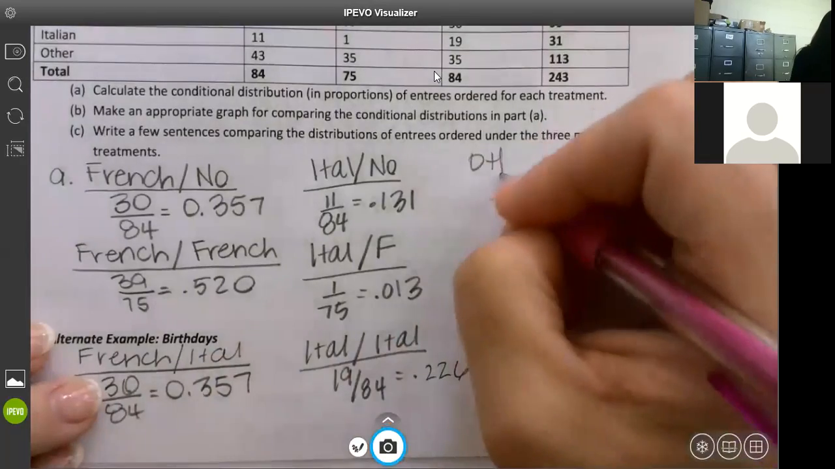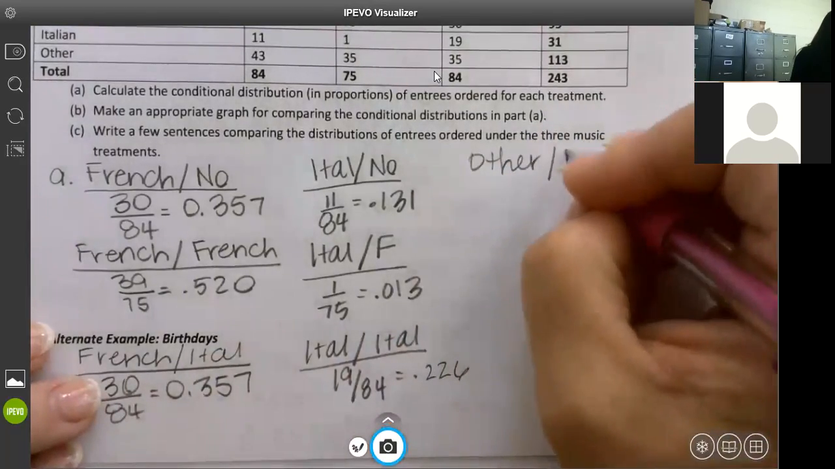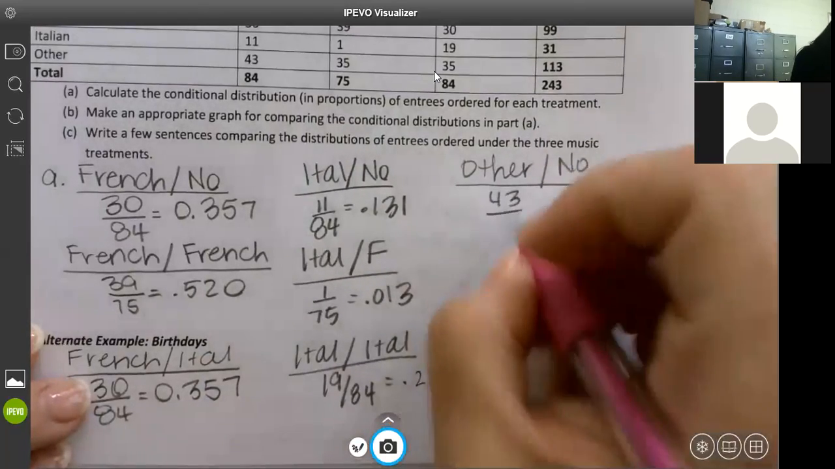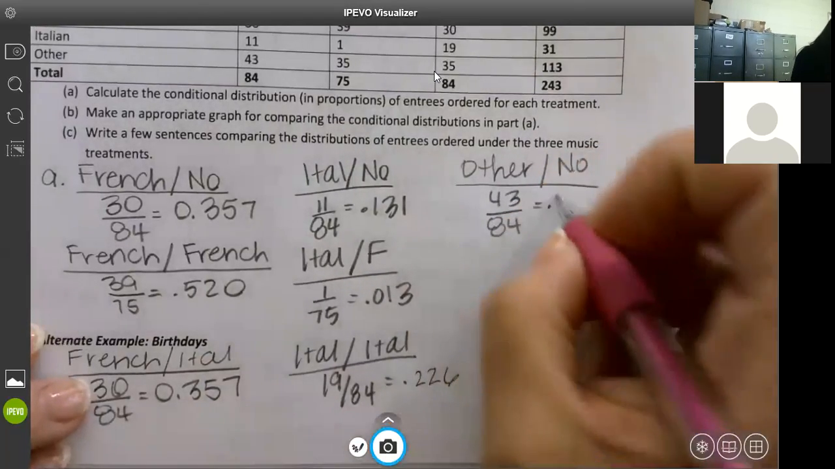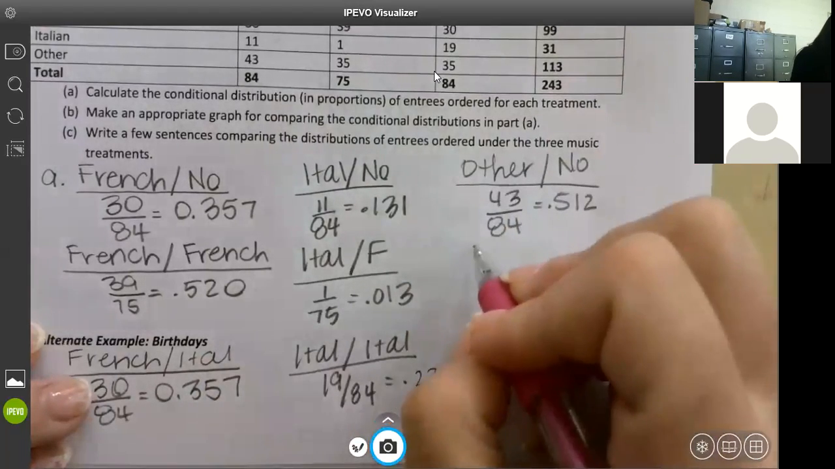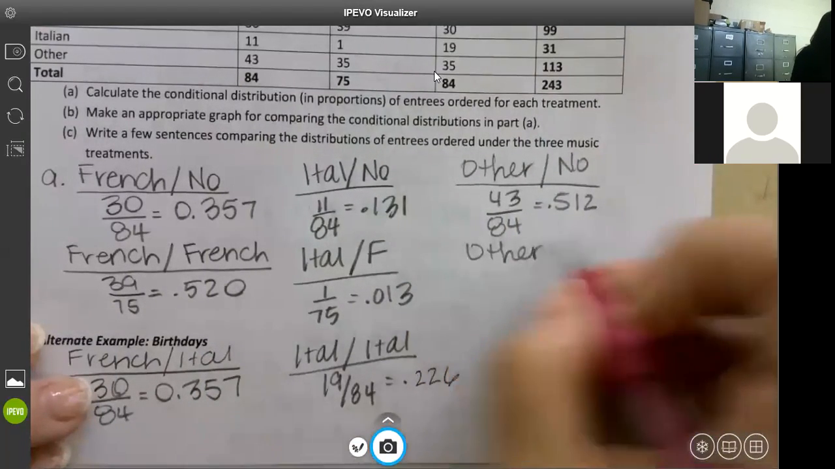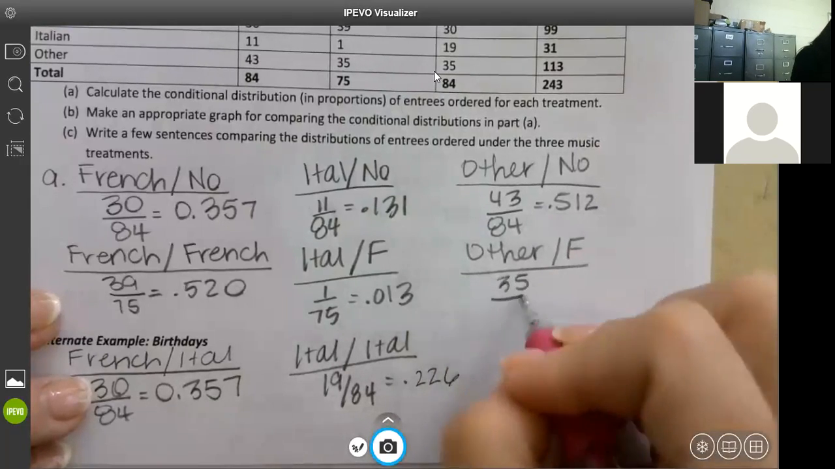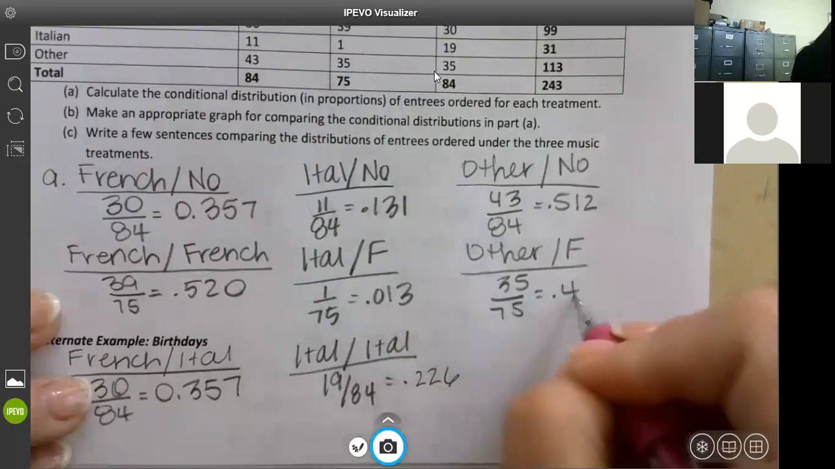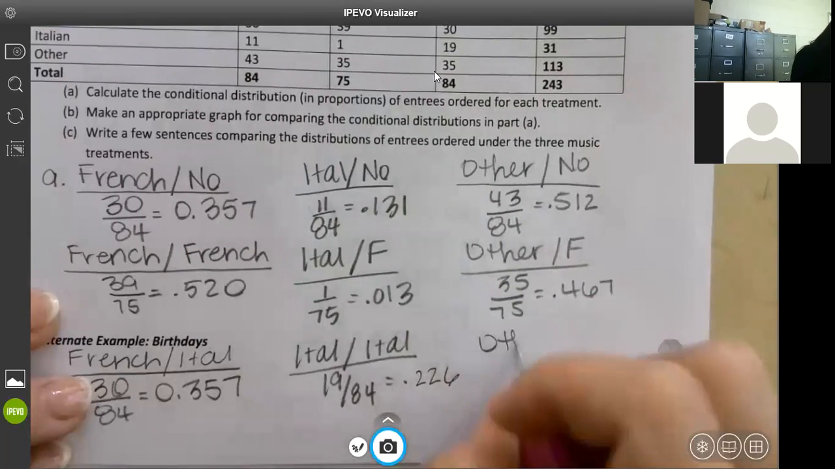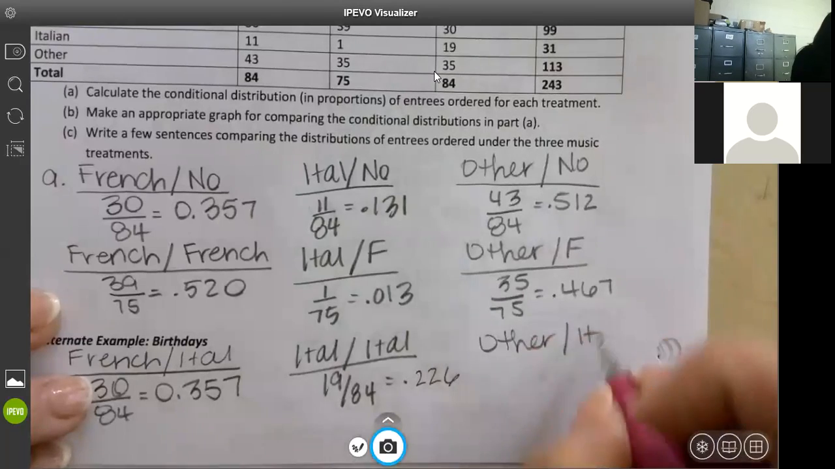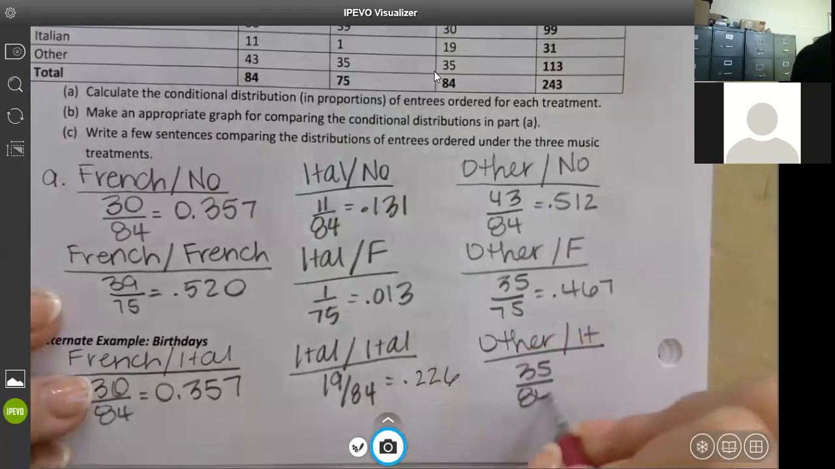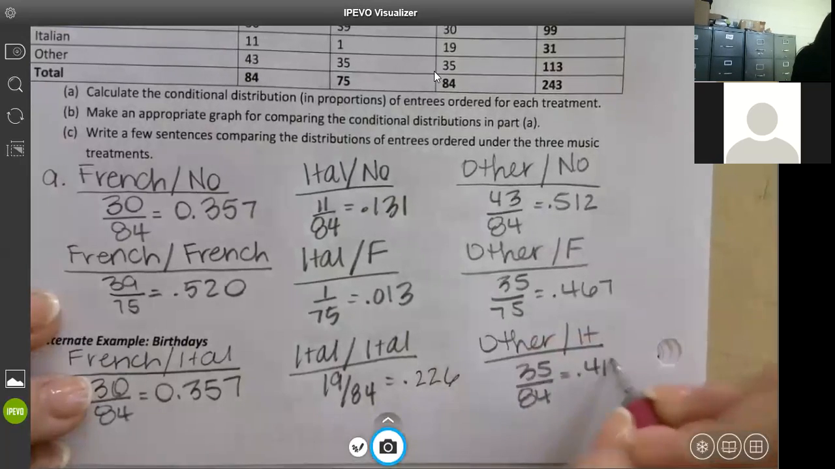And then we're going to go to other entree and no music, which will be 43 over 84, or 0.512. Other and French music would be 35 over 75. Other and Italian, 35 over 84, 0.417.